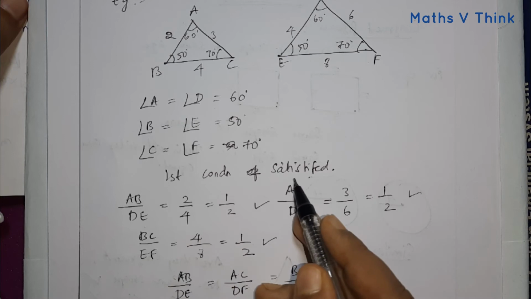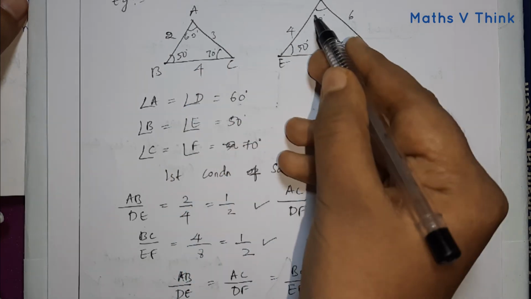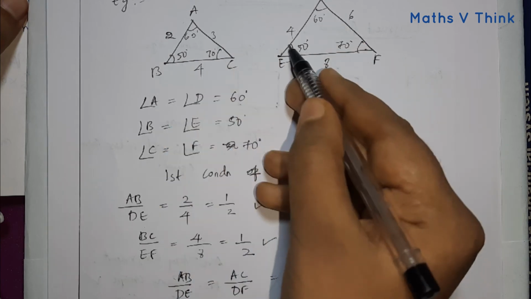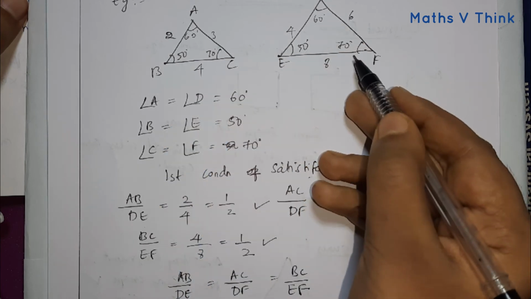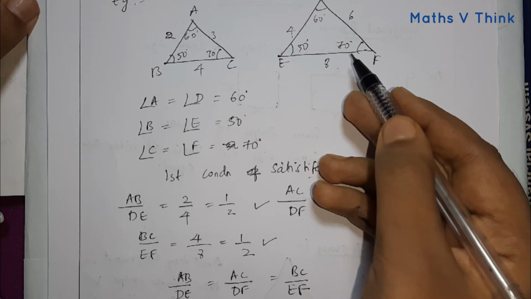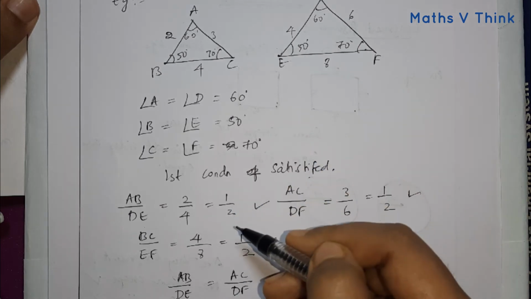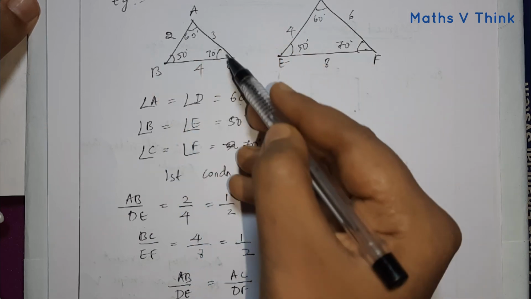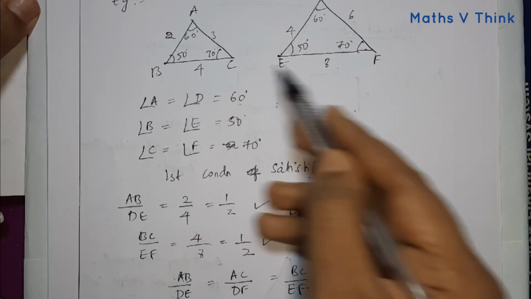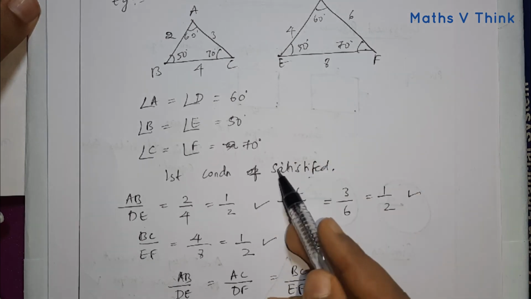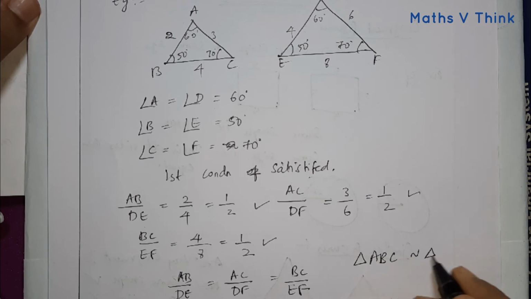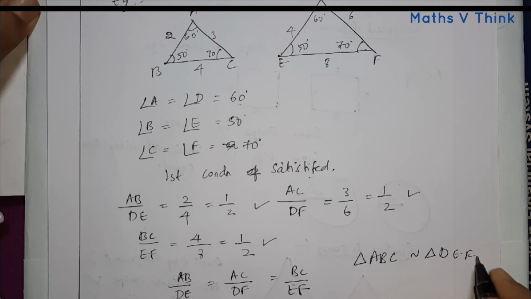So our first condition was that the corresponding angles should be equal. Here this is equal to this, this is equal to this, this is equal to this. The second condition is that their corresponding sides should be in the same ratio. So we got AB by DE is equal to AC by DF is equal to BC by EF. Both conditions are satisfied. So I can tell triangle ABC is similar to triangle DEF.